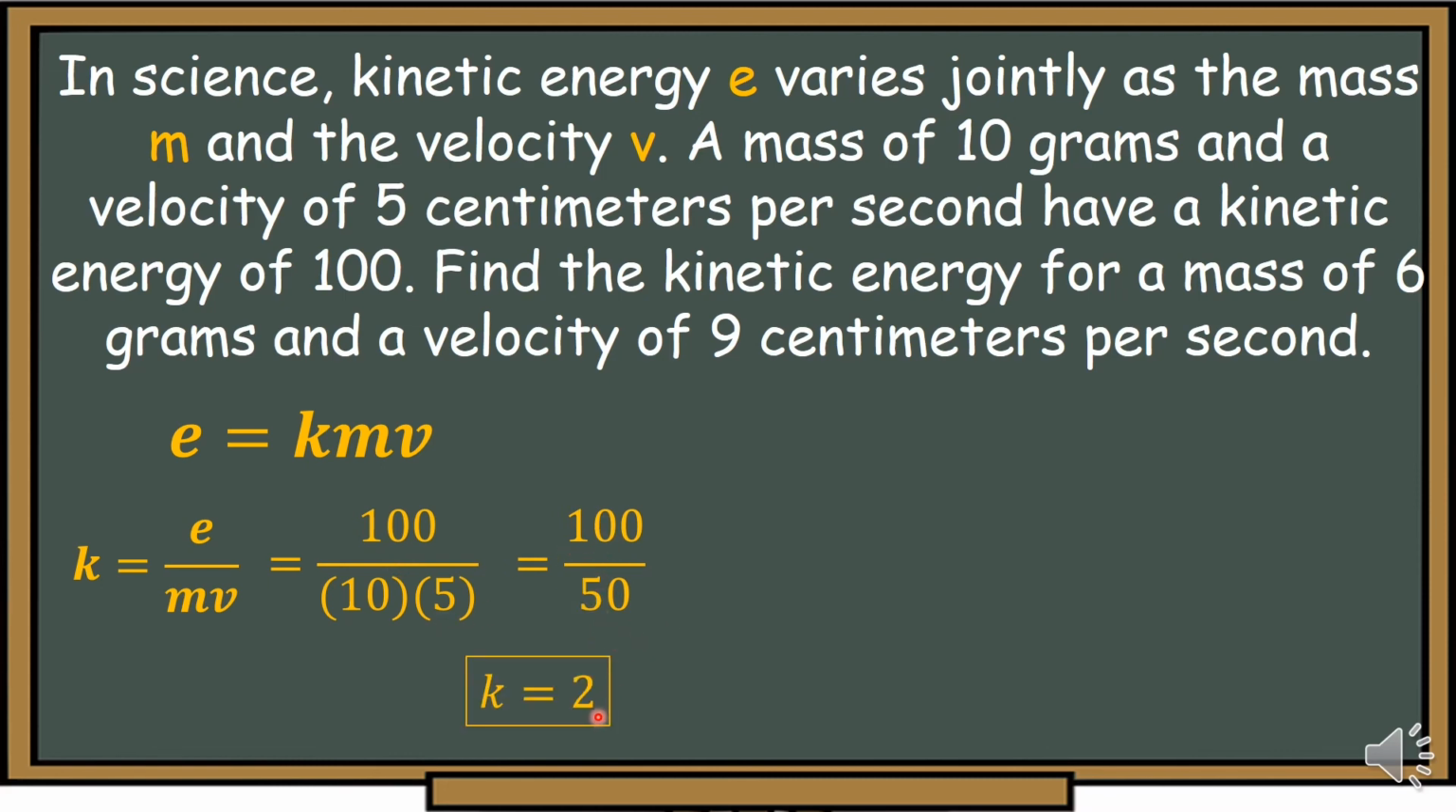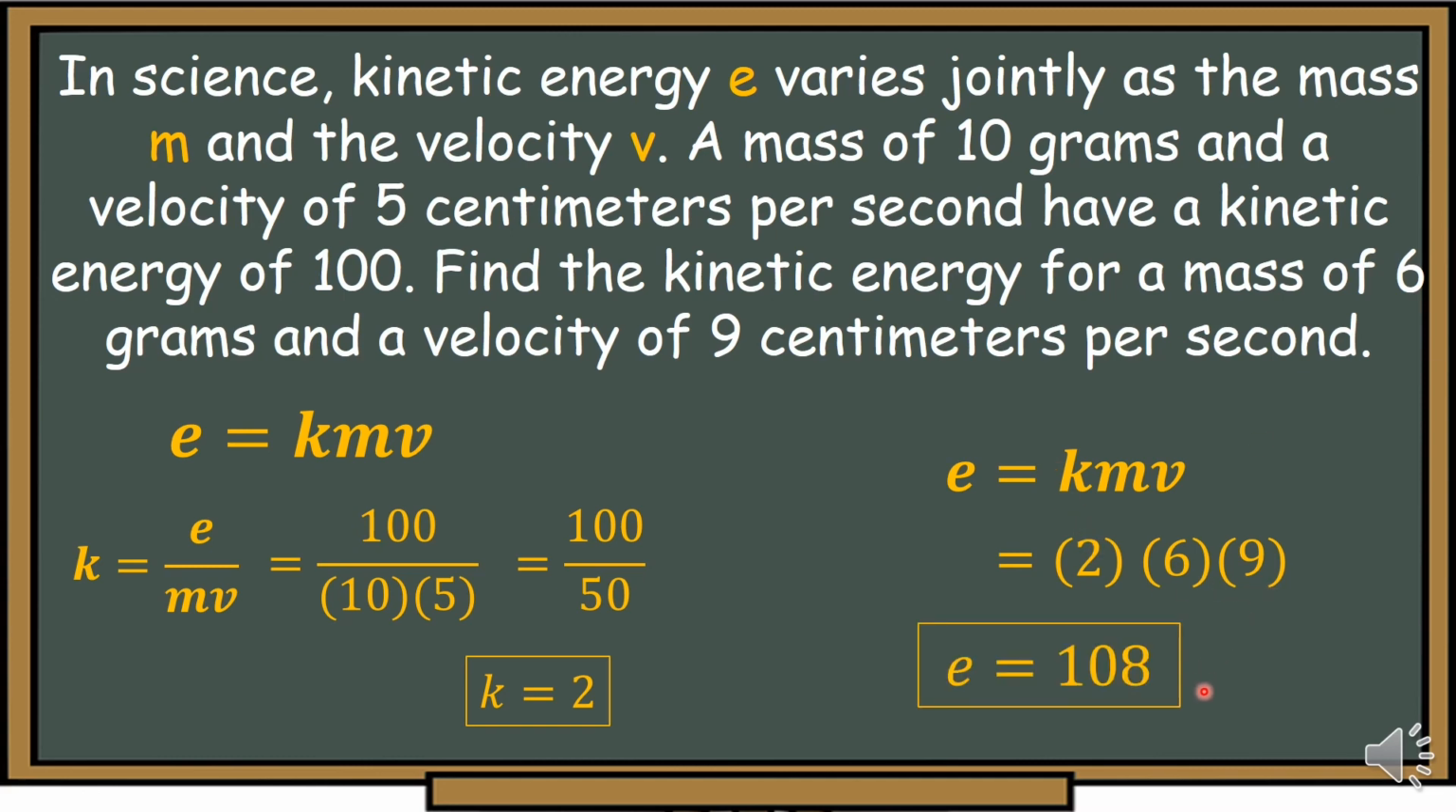Solving for the kinetic energy for a mass of 6 grams and a velocity of 9 centimeters per second, that is E equals kmv. Our K is 2, our m is 6, and our v is 9 centimeters per second. Therefore, 2 times 6 times 9 is equal to 108.